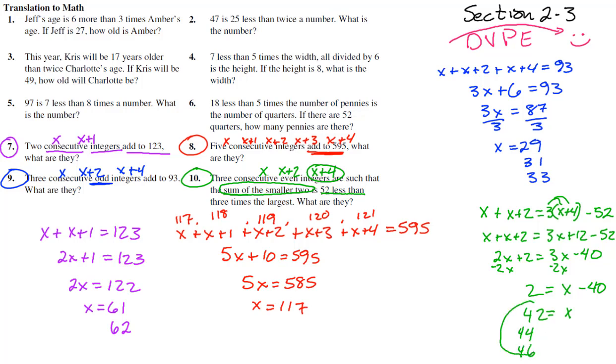And wow, we could really actually check that and say, really, if you take 42 plus 44, will that get you 52 less than 3 times 46? And it will be. Excellent.